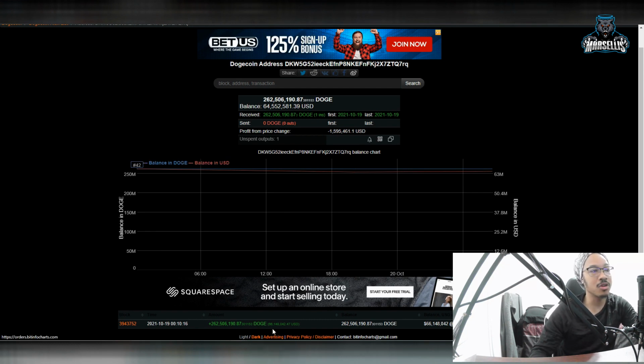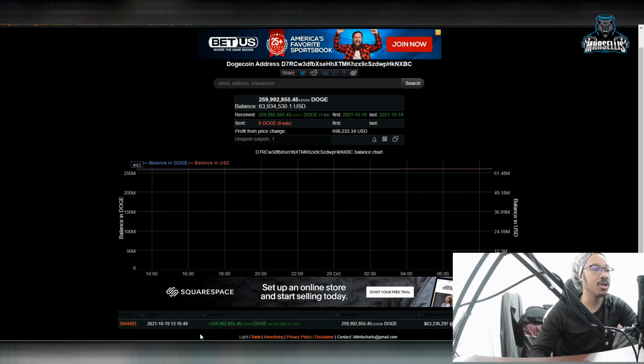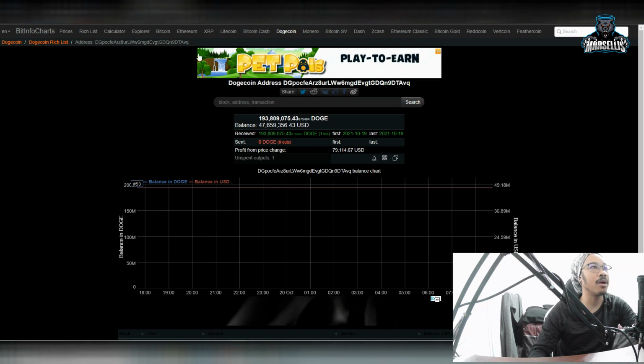So over here, this Dogecoin whale came in with $66.1 million and they're holding it. They've been holding it since yesterday. Now they're at $64.5 million, but if they keep holding, they won't lose money. You only lose money when you sell while it's down. This Dogecoin whale came in yesterday with $63.3 million. Now they're at $63.9 million. So that's a good amount of money they made.